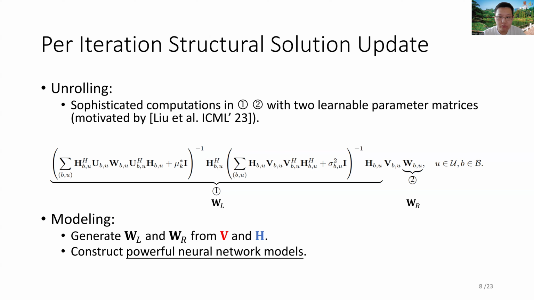Since the original operations are formulated with channel H and precoding V, we need to construct WL and WR from H and V as well. We propose to generate them by neural network models. We call this the modeling part.